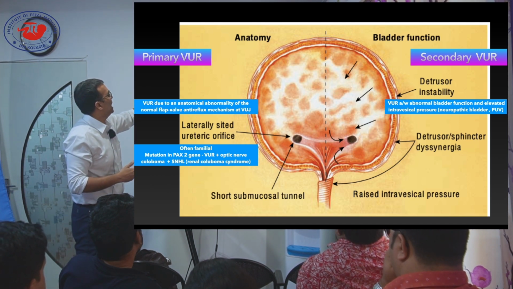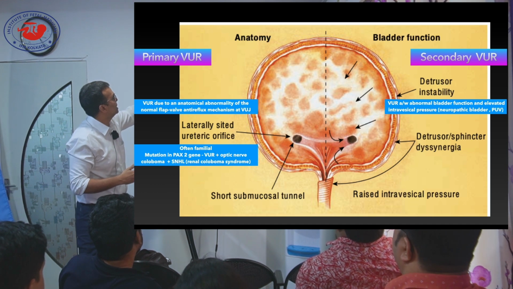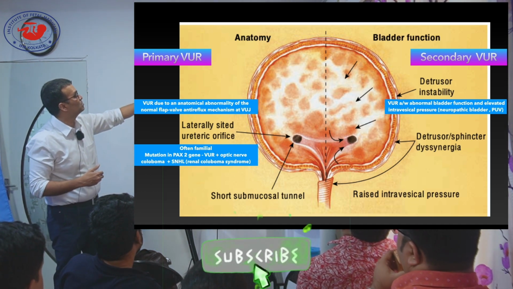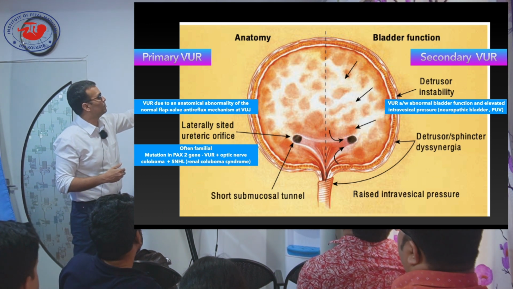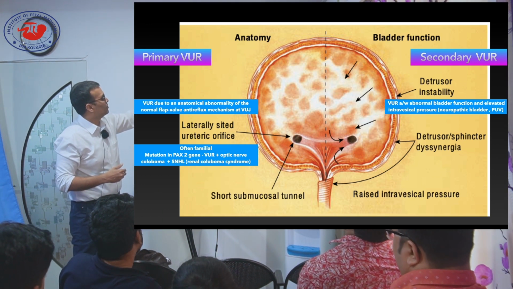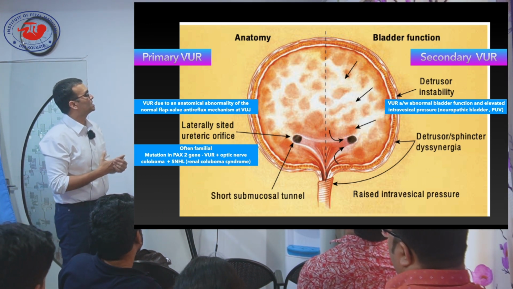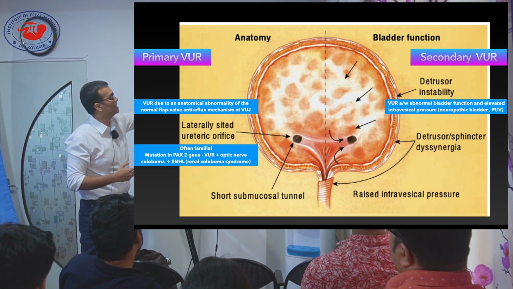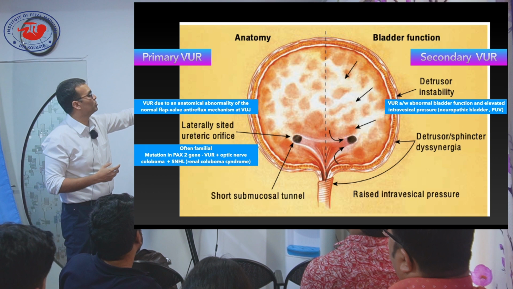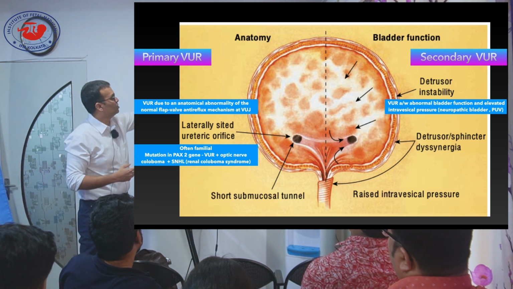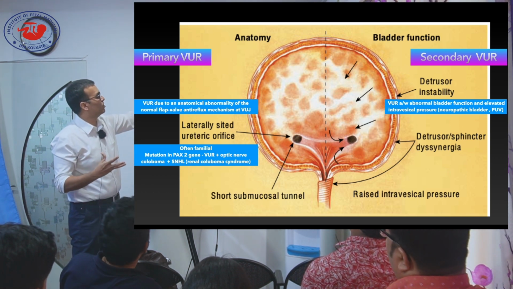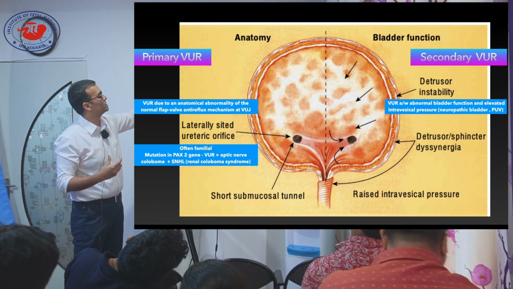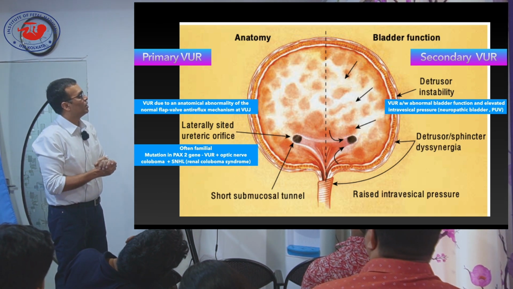Also this primary vesico-ureteric reflux may sometimes be familial. And why are they familial? Because of mutation in the PAX2 gene. There is a gene, PAX2 gene, which leads to renal coloboma syndrome. What is renal coloboma syndrome? It is vesico-ureteric reflux or any kind of dysplastic changes in the kidney, plus optic nerve coloboma, plus sensorineural hearing loss.